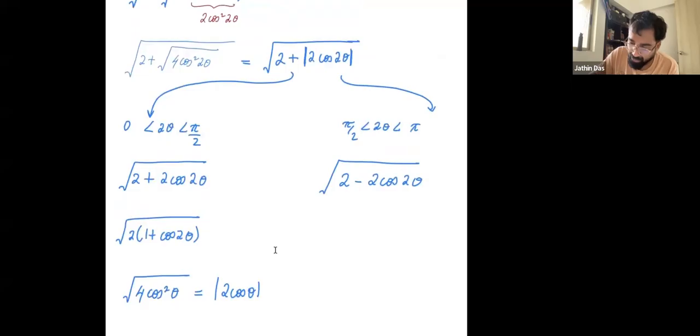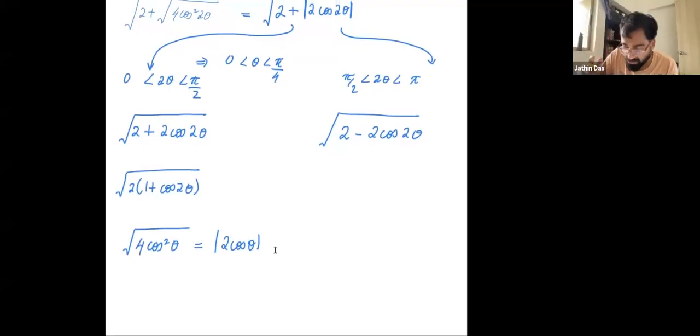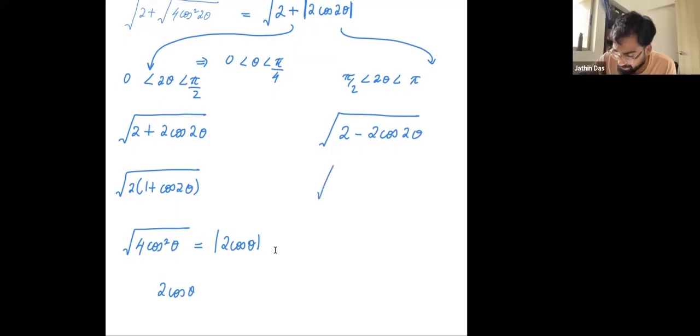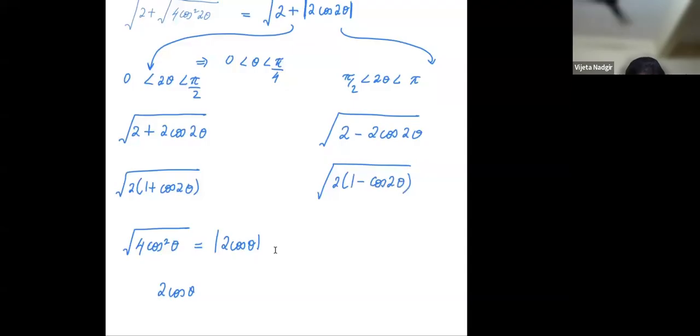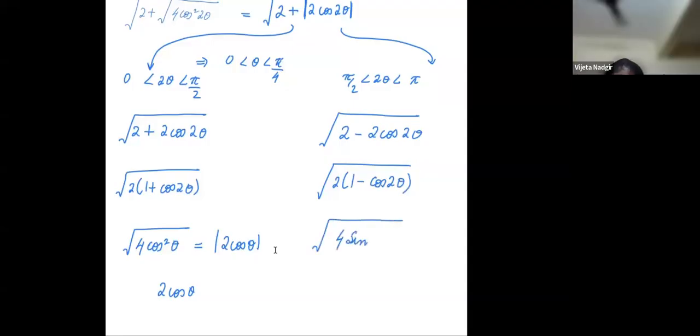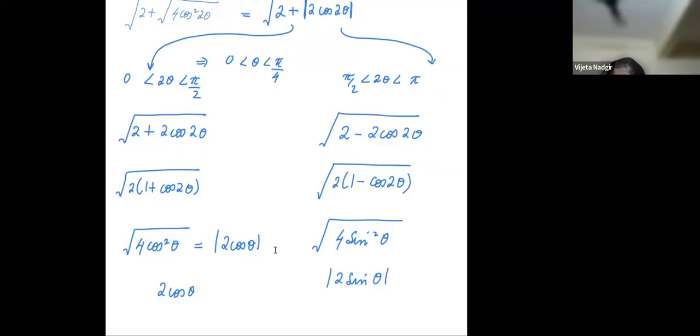Now you tell me, if 2 theta is between 0 and 90, this implies theta is between 0 and pi by 4. So their cos theta is positive only, no? Now here, how to do it? 2 into sine, 4 sine square theta. That will be mod of sine theta. Now you check, and that will be positive anyways.